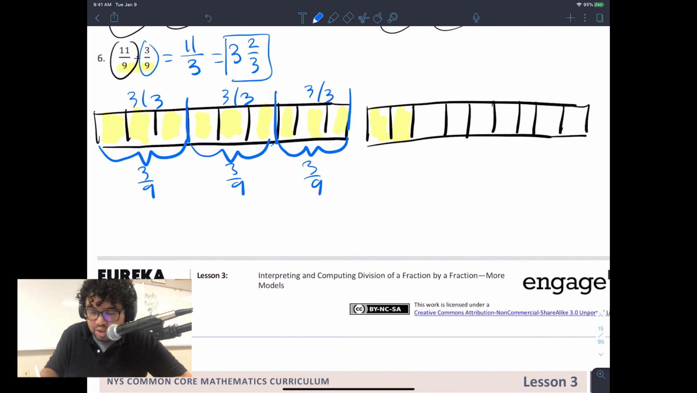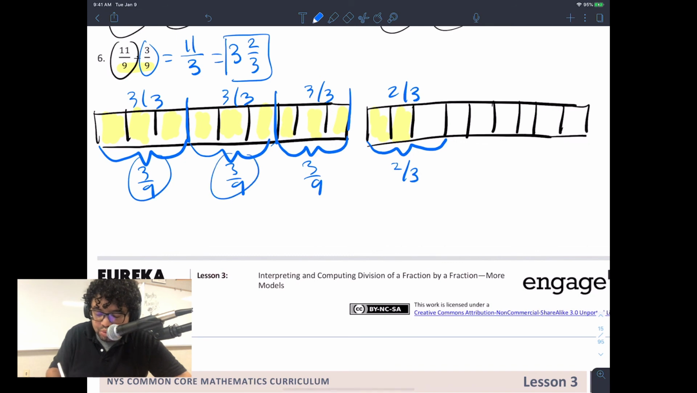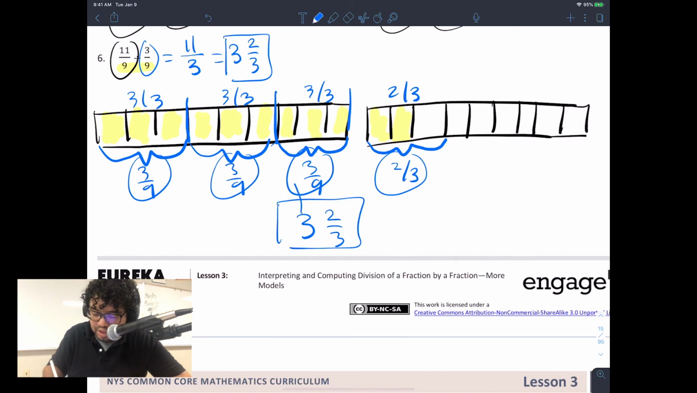Now there's more, so I'm not done. There's 1, 2, 3. But wait a second. I didn't quite shade all 3 of them. I was only able to shade 2 out of the 3. So how many groups was I able to shade, right? Because I was only able to shade 2 out of 3. So 1 group, 2 groups, 3 groups, and then 2 out of 3. So 3 groups and 2 out of 3. That's my answer. And there you have it.